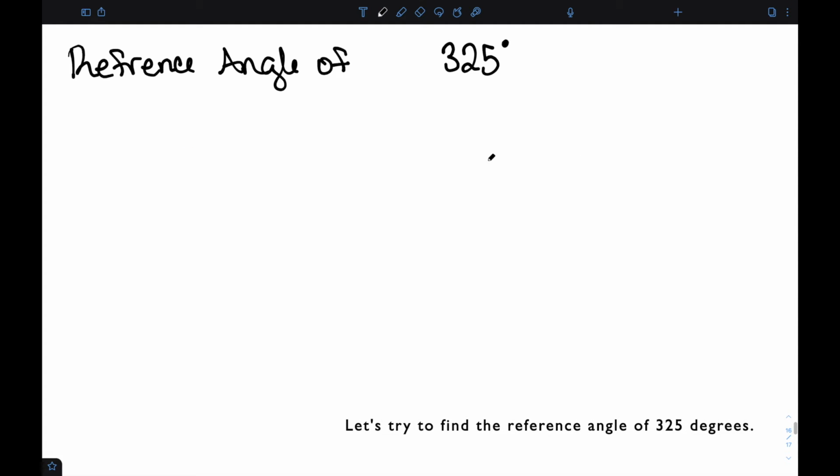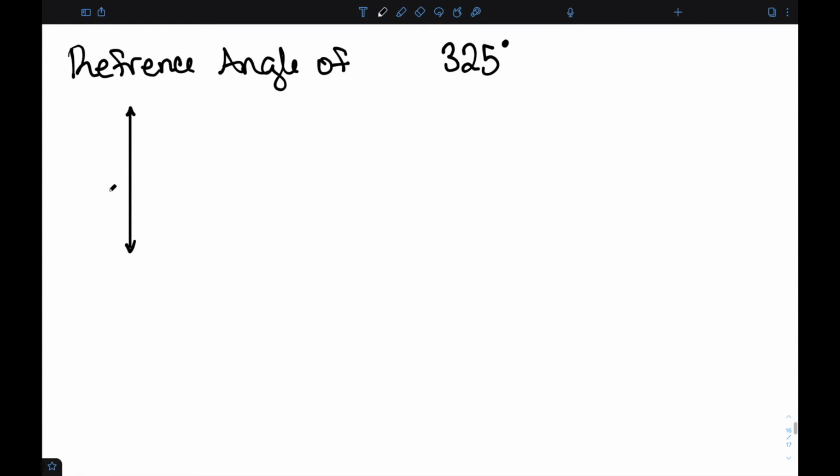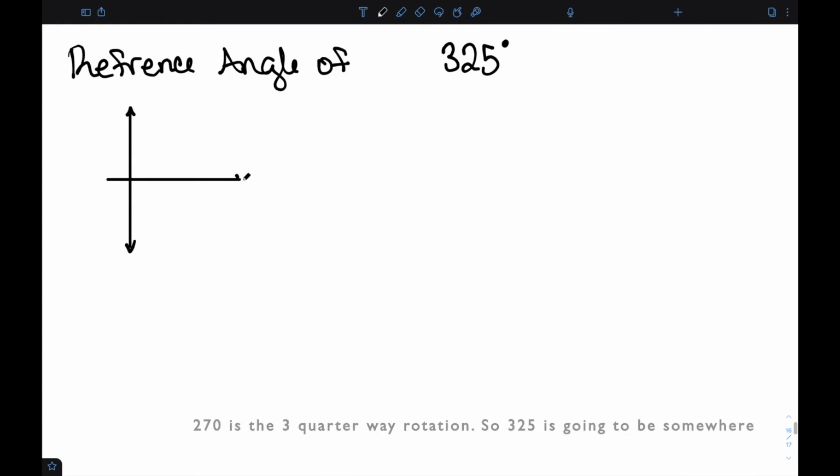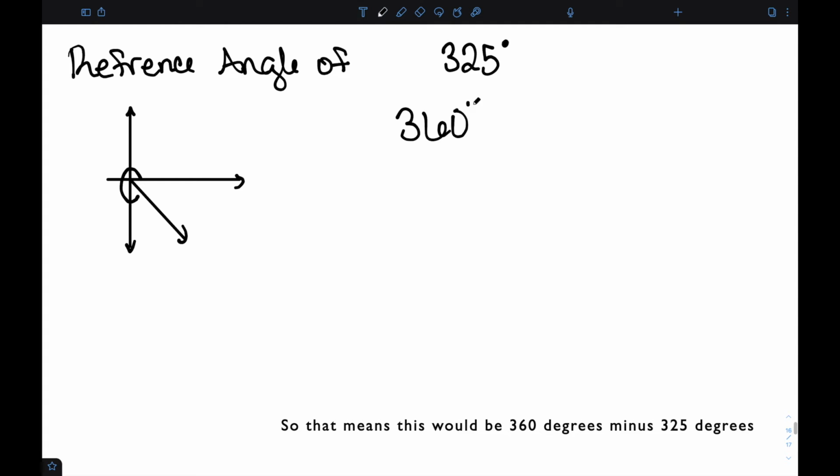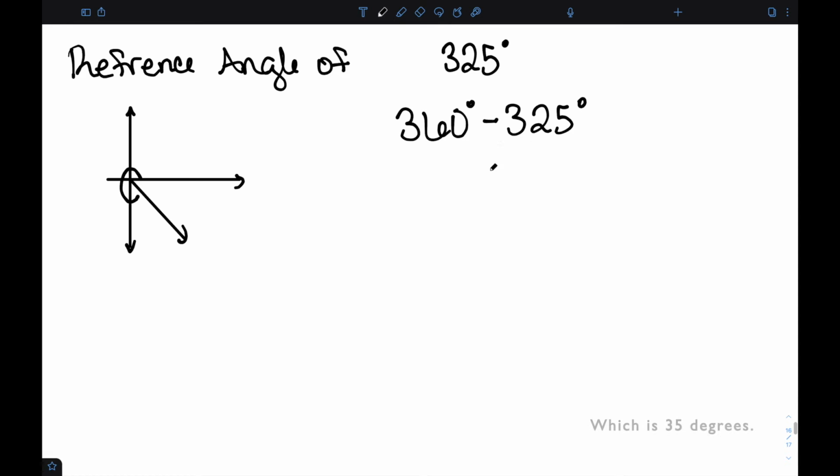Let's try to find the reference angle of 325 degrees. Well, if I think about what this looks like, 270 is the 3/4 way rotation, so 325 is going to be somewhere in the fourth quadrant. So that means this would be 360 degrees minus 325 degrees, which is 35 degrees.